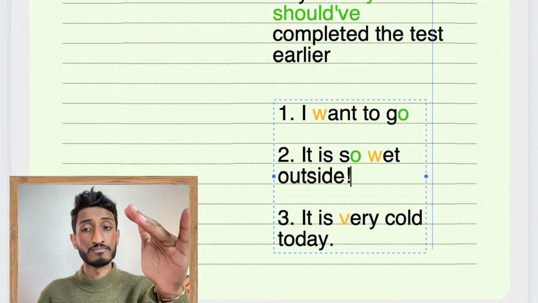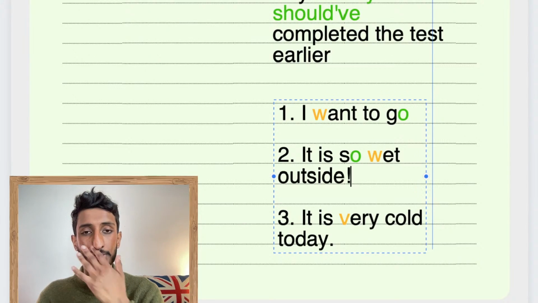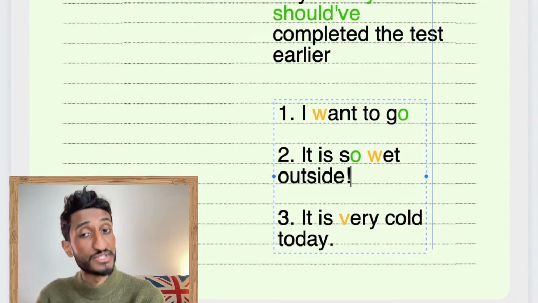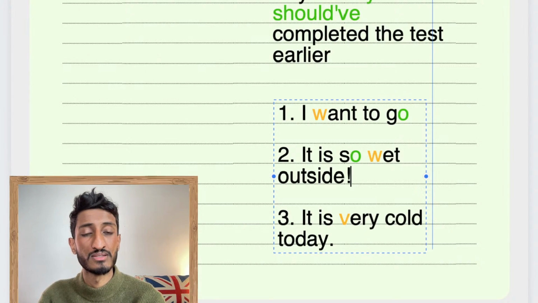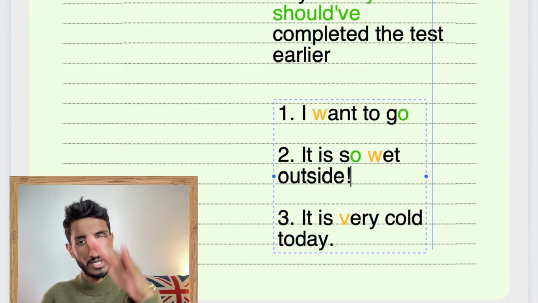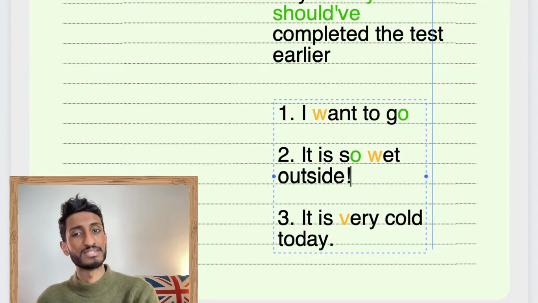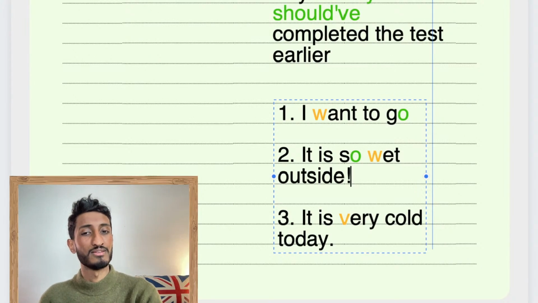Okay, let's go from the beginning, and then I want you to practice. I'll give you 30 seconds to practice. Number 1, I want to go. Number 2, it is so wet outside. And number 3, it is very cold today. Try it by yourself, and then I'll repeat it again in 30 seconds, and then you can try it again. Okay, so please practice.